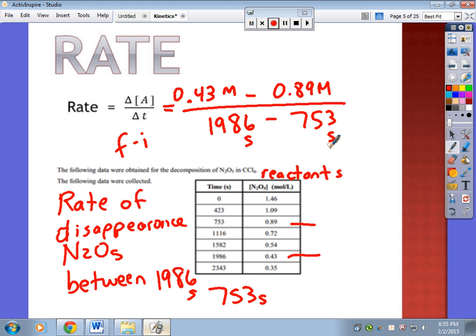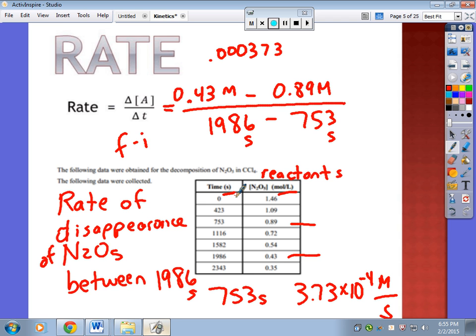And when I do my math, I get 0.000373, or the rate of disappearance of N2O5 between 1,986 seconds and 753 seconds is equal to 3.73 times 10 to the minus 4th molarity per second. That's because this is molarity per second. It's going away that fast. Between this time period, it's disappearing with that many moles per liter per second. Okay? So that's how you figure out rate, again, with the information in this chart.